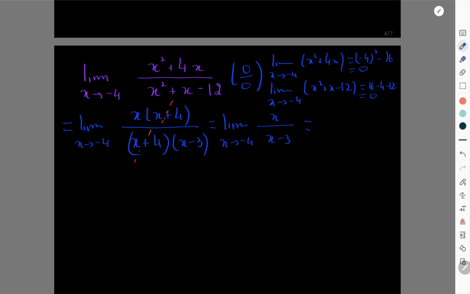And then you can look at that, plug in. You can just plug in in that case, right? This is very easy. So it's minus 4 over minus 4 minus 3. So it is 4 over 7.